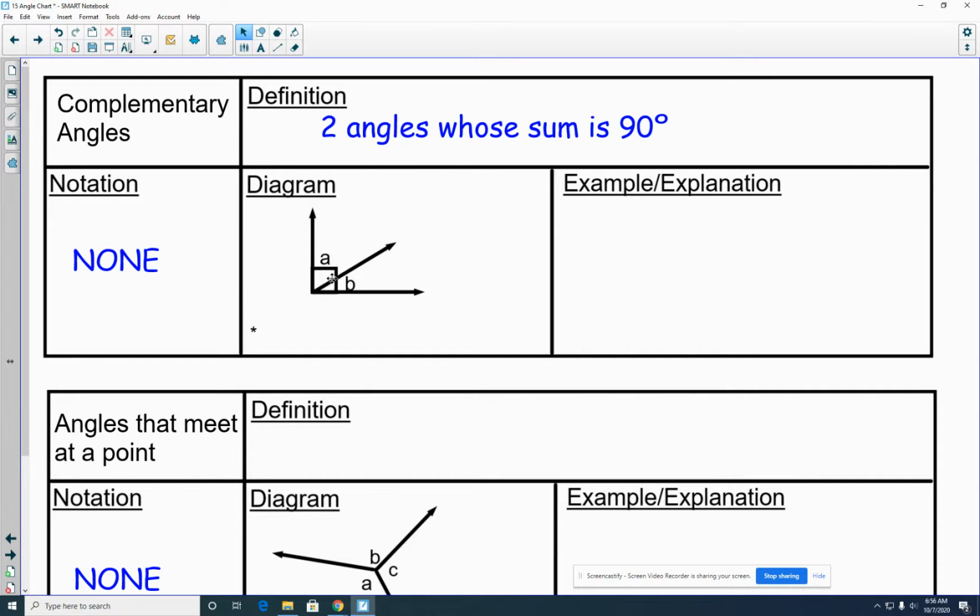So here you most often see complementary angles with the little right angle box. However, like supplementary angles, they don't need to form a right angle. So it's really just any two angles whose sum is 90. As long as A and B add to 90 degrees, or the two angles add to 90, they're considered complementary. Maybe they're adjacent and form a right angle, maybe they're not.